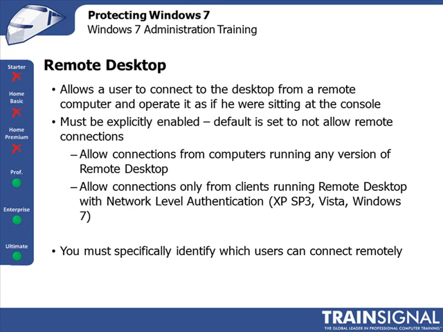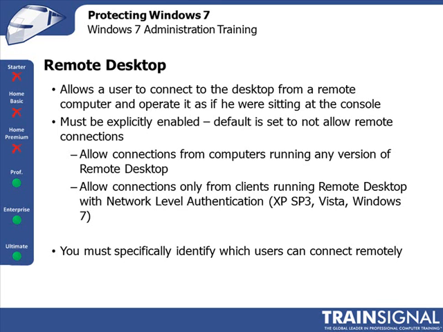In order to work, however, Remote Desktop must be explicitly enabled. The default setting for Remote Desktop is to not allow remote connections to the machine. And this is a good thing. You really don't want remote connections enabled unless you know you're going to use them, because that's just another vector by which a nefarious fiend of the underworld could connect to that machine or try to connect to that machine to take it over and do something bad.